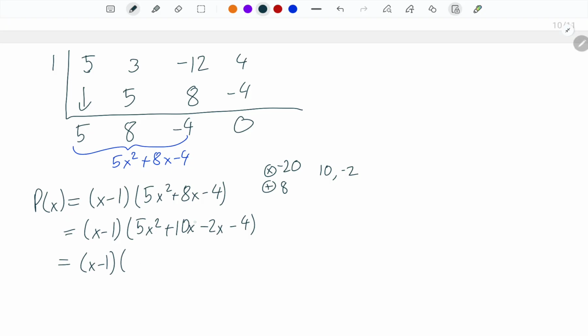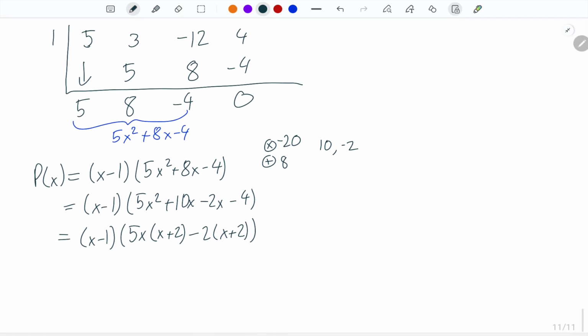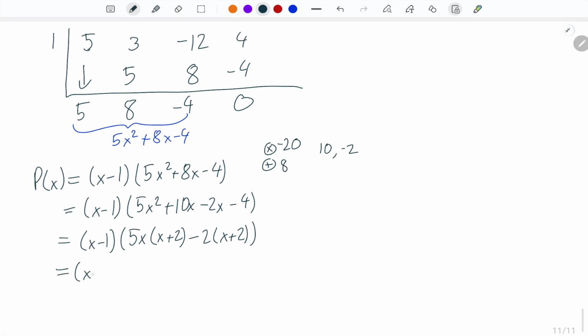So if we factor by grouping now, common factor the first part, 5x, and we're left with x plus 2. Minus 2 can come out of those, and you're left with x plus 2. And then that will give you x minus 1, 5x minus 2, x plus 2. You've got it all fully factored. So there is a look at the factor theorem and how to factor all sorts of polynomials. Find that factor by finding something with remainder 0. That's the key.